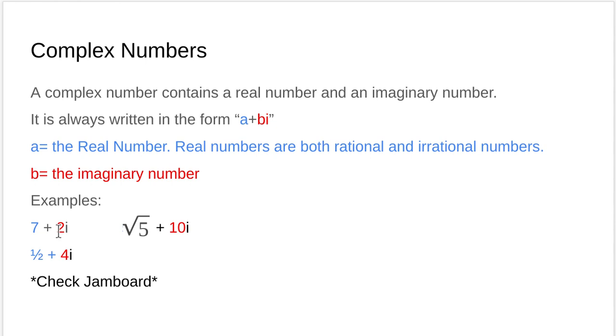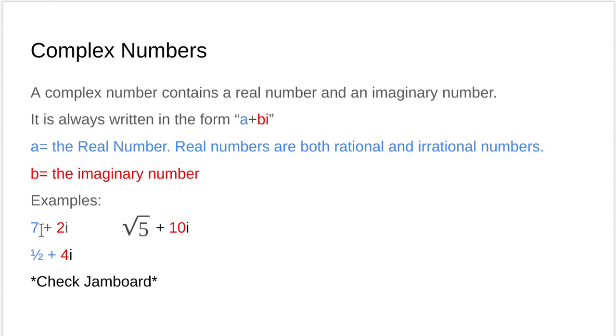Let's take 7 plus 2i as an example. In this complex number, 7 would be the real number and 2 would be the imaginary number. Oh, one more thing I need to add is that in a complex number, the real number always comes before the imaginary number. So like you notice how in these numbers, blue always comes before red. This is supposed to be highlighted in blue, but it comes before red.